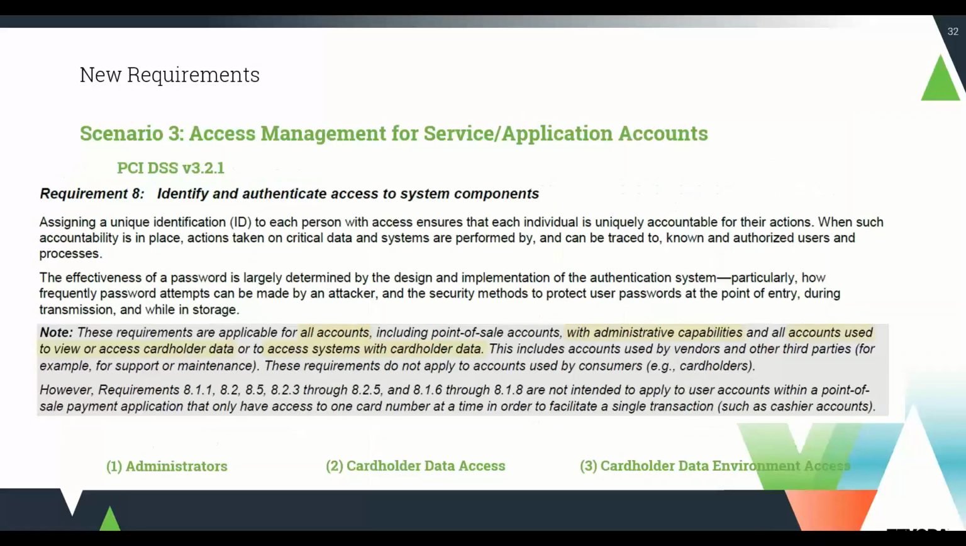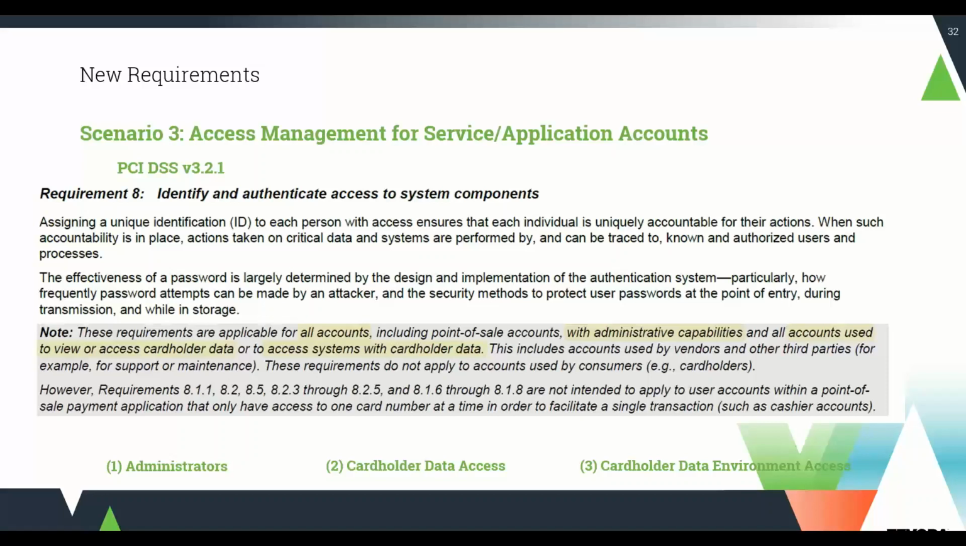Now, scenario 3, which is a pretty significant change for a lot of organizations, is the consideration for access management for service accounts and application accounts. Here's a snippet from 3.2.1. You don't have to read through the whole thing, but this is the language that appears right above that table of requirements to elaborate on what the applicability is.